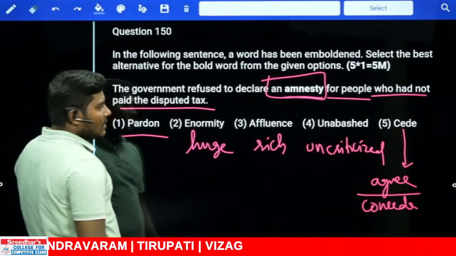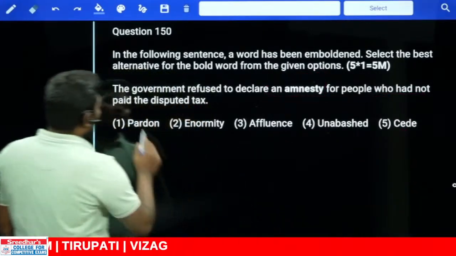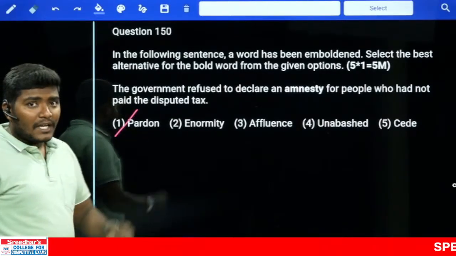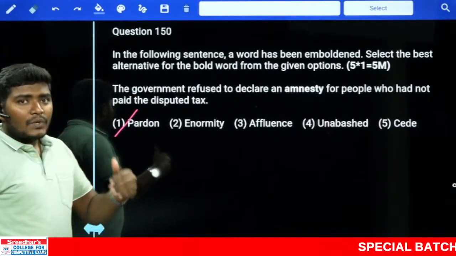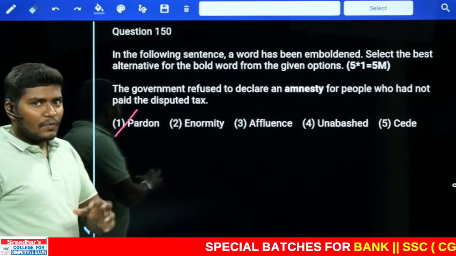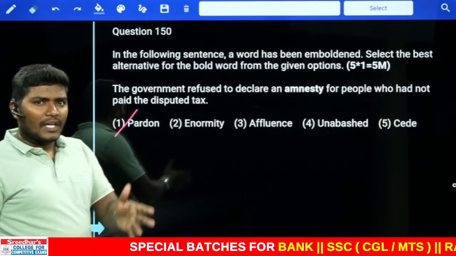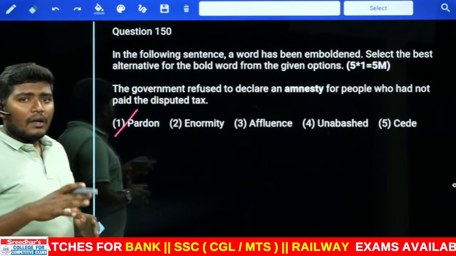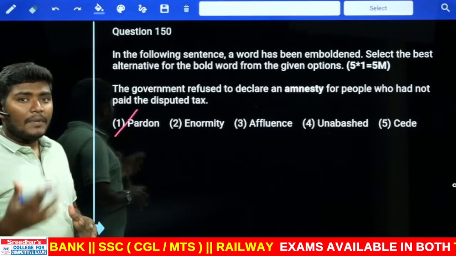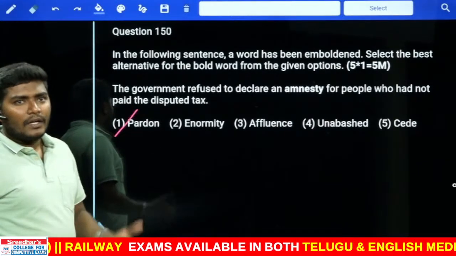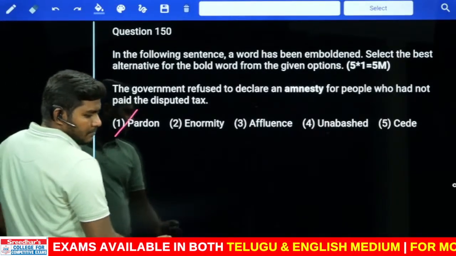Now what is the best word that we can use? The word should only go with one, that should go with pardon. Okay, here pardon is nothing but it did not actually help the people. Pardon is to help, not to forgive. Basically pardon is the word which is used in terms of forgiving, right? But here pardon is the word which goes with helping the people. They are not paying the tax, but it should actually help in some way. It's not helping.